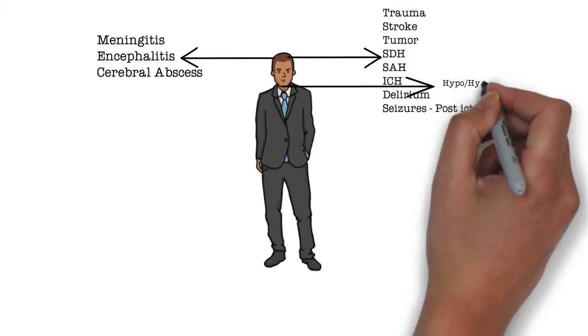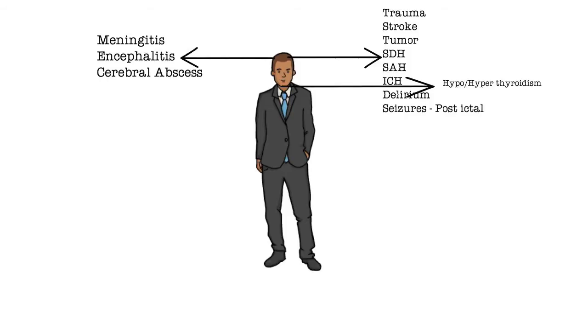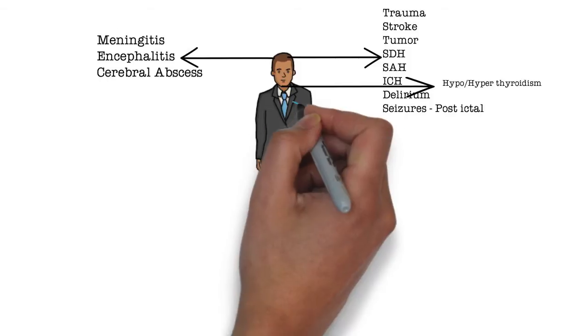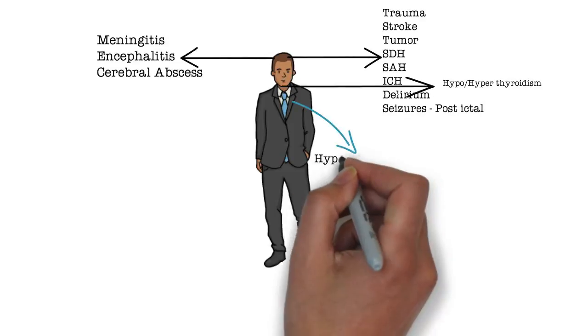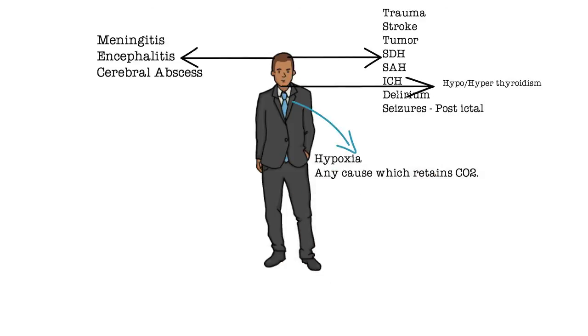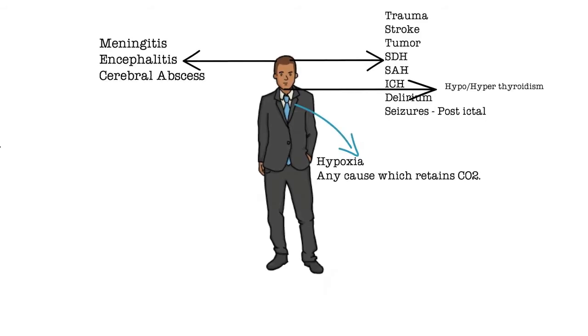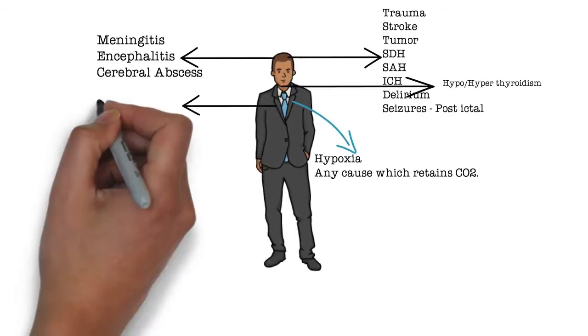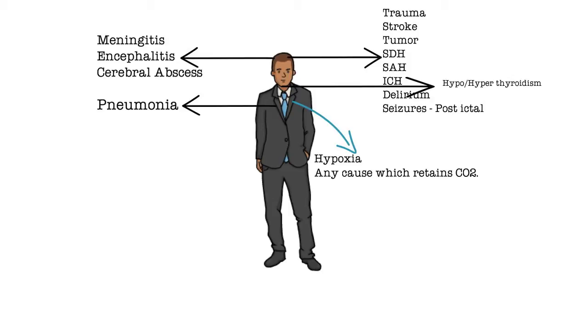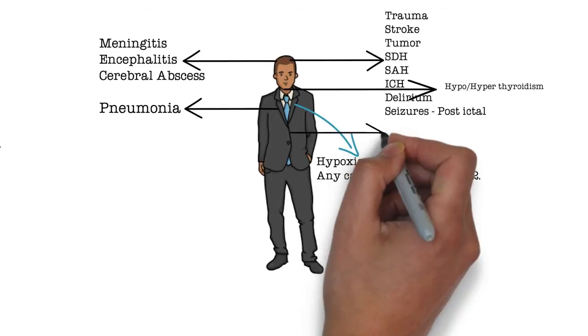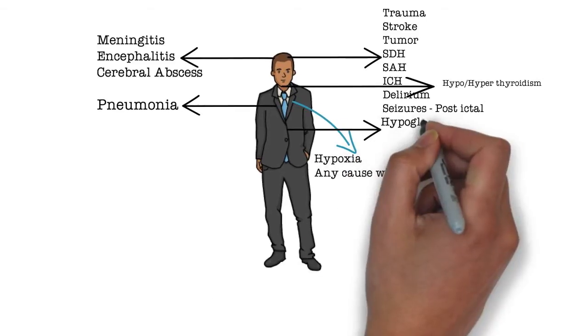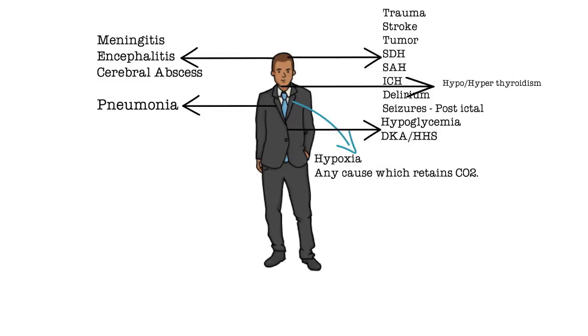Both hypo and hyperthyroidism can give altered mental status. Lung causes of altered mental status are hypoxia, conditions like COPD exacerbation, which can cause CO2 retention, and pneumonia. Both hypoglycemia and hyperglycemic states like DKA and HHS can cause altered mental status.